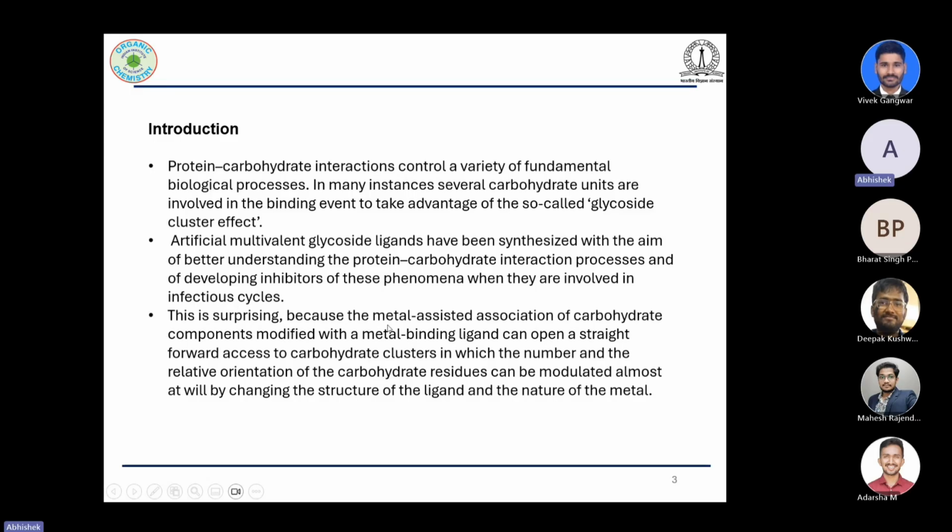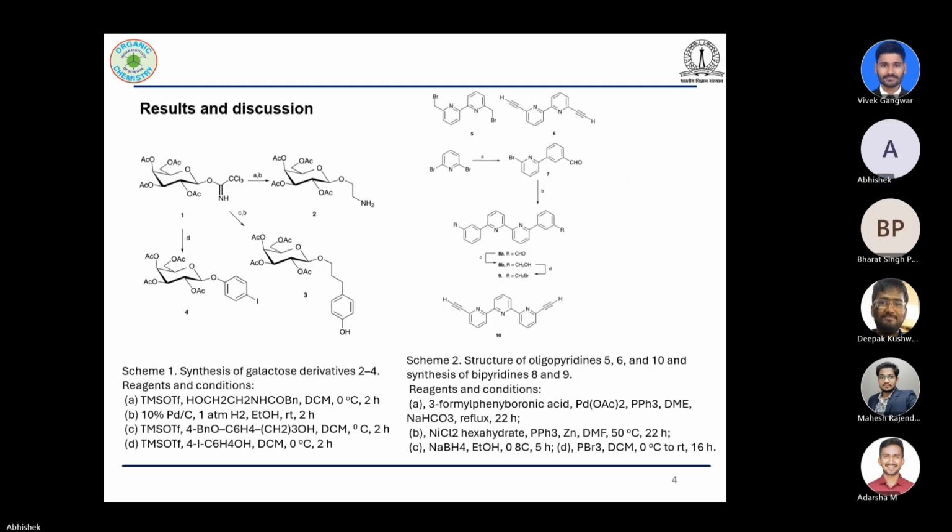This is promising because the metal-assisted association of carbohydrate components modified with a metal binding ligand can open a straightforward access to carbohydrate clusters in which the number and the relative orientation of the carbohydrate residues can be modulated almost at will by changing the structure of the ligand and the nature of the metal.